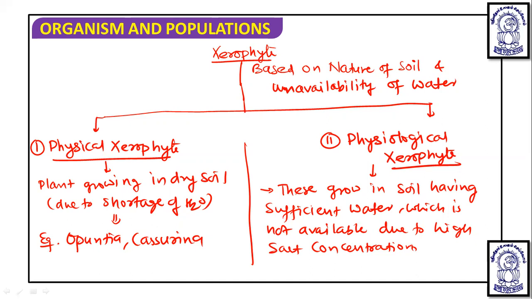Physiologically dry soil means the water is available but it is not available for absorption, because the salt concentration is high. So this is what physiological xerophytes are. If water is completely absent, the plants growing in that area are physical xerophytes. If water is there but it is not getting absorbed and plants grow in such condition, they are known as physiological xerophytes.